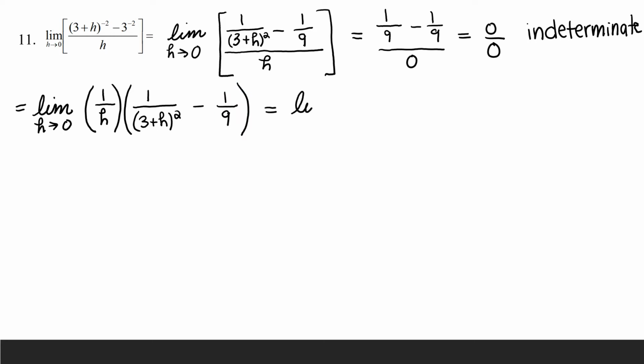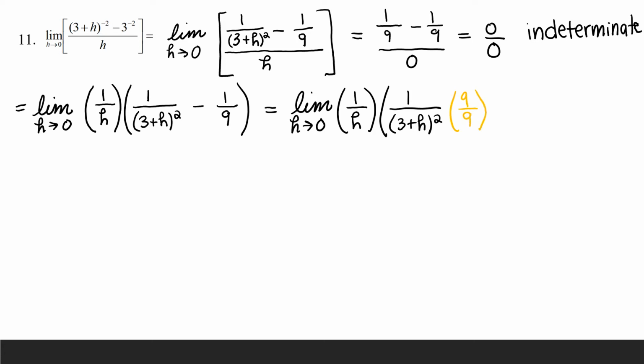So this is equal to the limit as h approaches 0 of 1 over h times 1 over the quantity of 3 plus h squared times 9 over 9, since that's my missing factor for that fraction, minus 1 over 9 times the quantity of 3 plus h squared over the quantity of 3 plus h squared, because that's the factor that is missing from that rational expression.